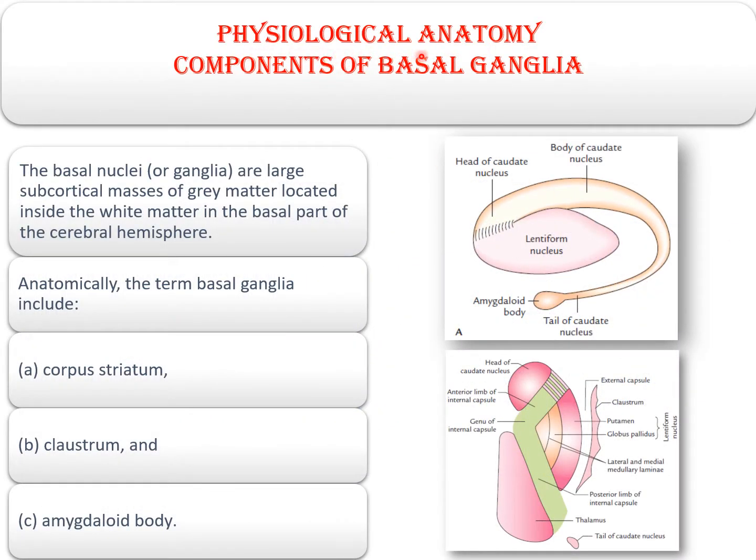Then physiological anatomy, it includes components of basal ganglia. First of all, the basal ganglia are large subcortical masses of gray matter located inside the white matter in the basal part of cerebral hemisphere. And anatomically, the term basal ganglia includes corpus striatum, claustrum and amygdaloid body.